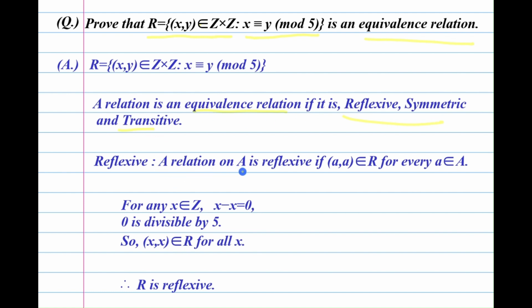A relation R on A is reflexive if (a, a) belongs to R for every a. So for any x belonging to Z, x minus x is equal to 0 and 0 is divisible by 5. So (x, x) belongs to R for all x, therefore R is reflexive.